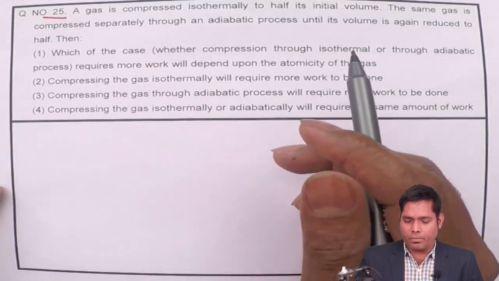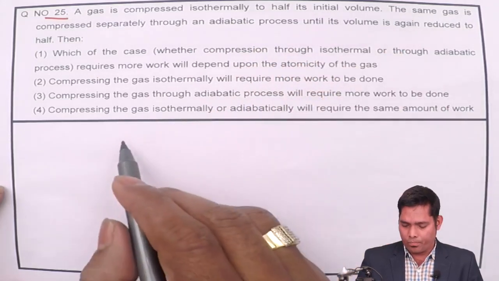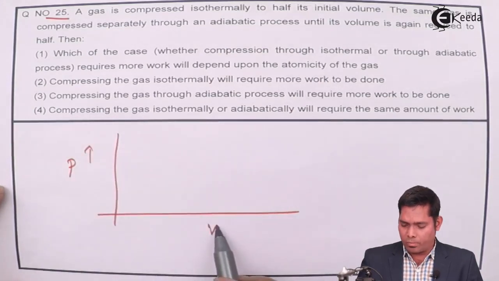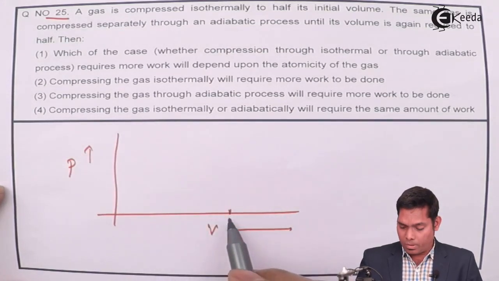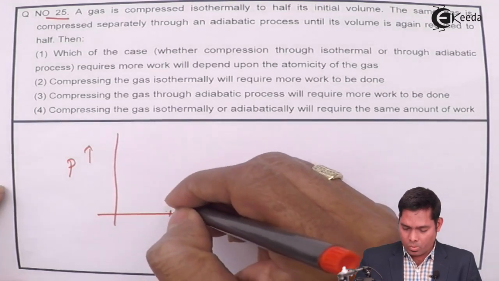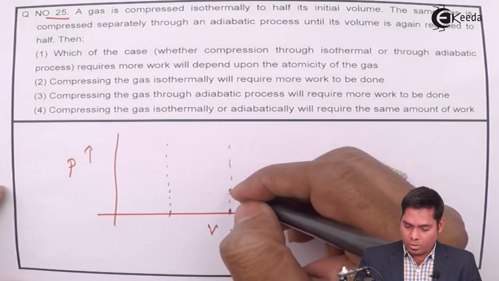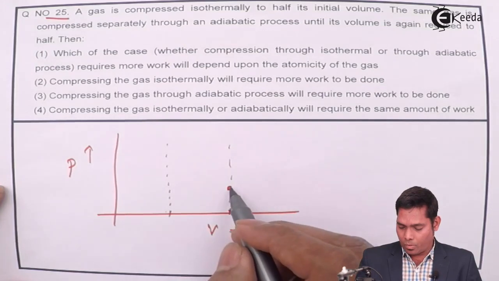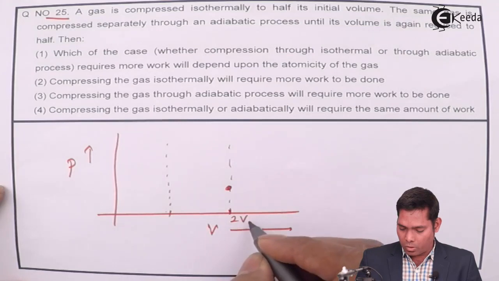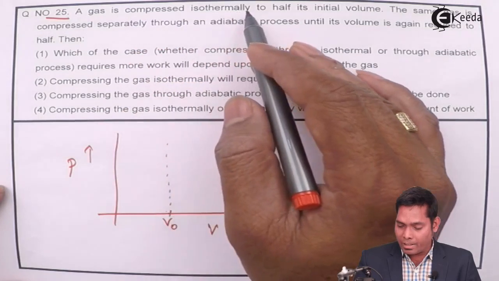Students, let us solve question number 25. A gas is compressed isothermally to half its initial volume. This is the pressure axis and this is the volume axis. Suppose the volume is now here, this is 2V0, and now it is becoming V0. So the gas is compressed isothermally.